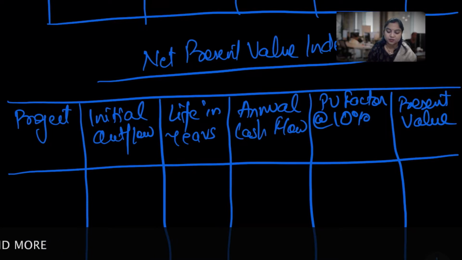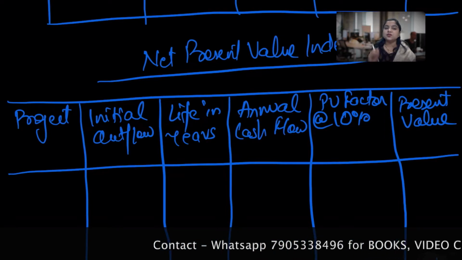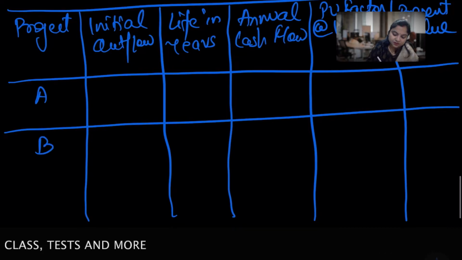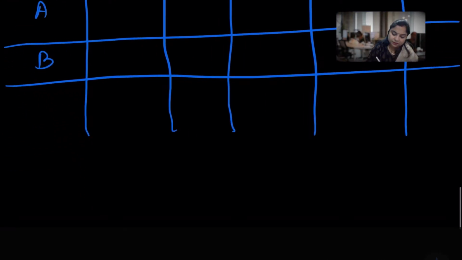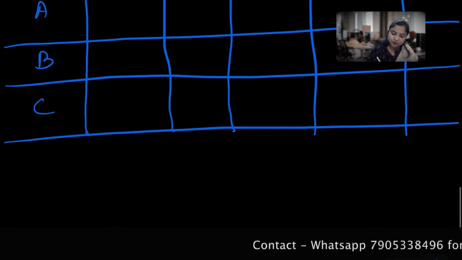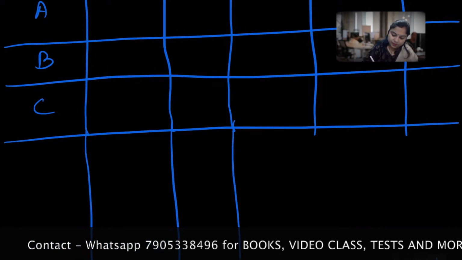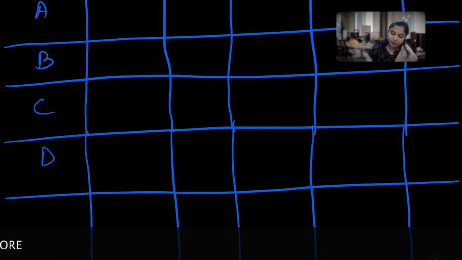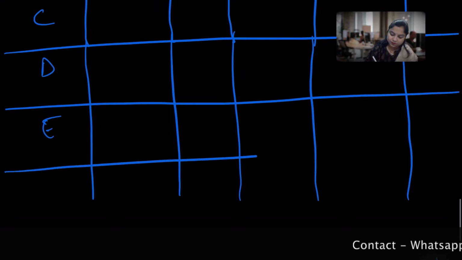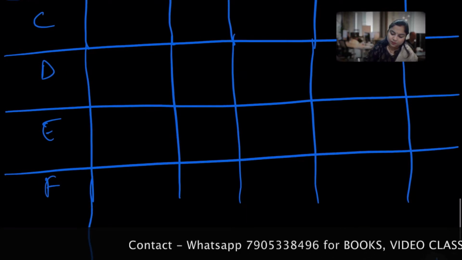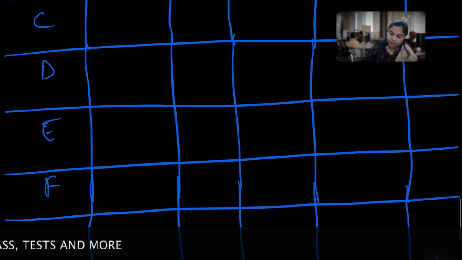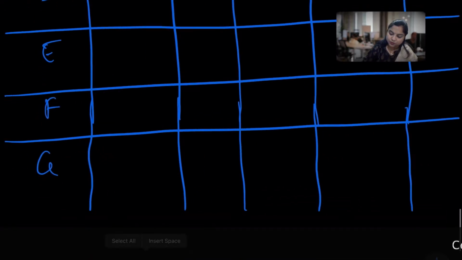So we'll discuss that also, but for the purpose of examination, because they are not allowed to carry the table with you, they are going to give you the details in your question itself. Okay, so please mention the projects A, B, C, D, E, F, and last one was the G.